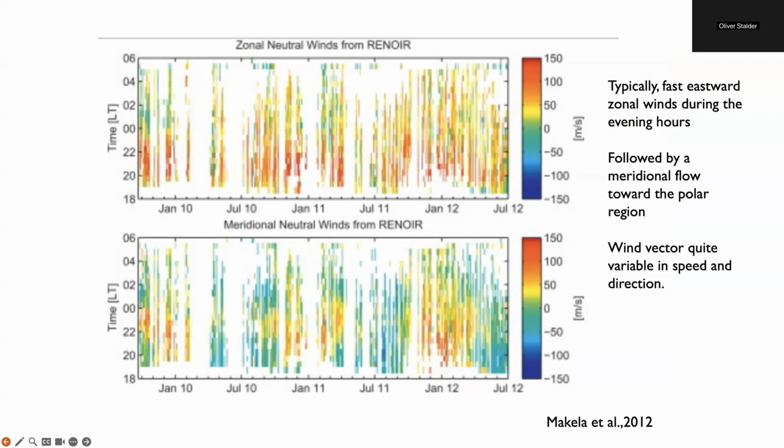Typically, though, you see fast eastward winds, the zonal wind, during the evening hours, and that would be followed by meridional flow toward the polar region during the post-midnight hours.